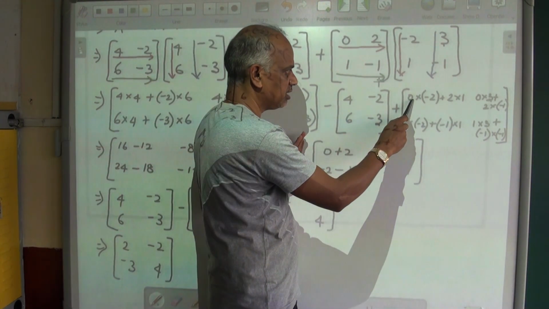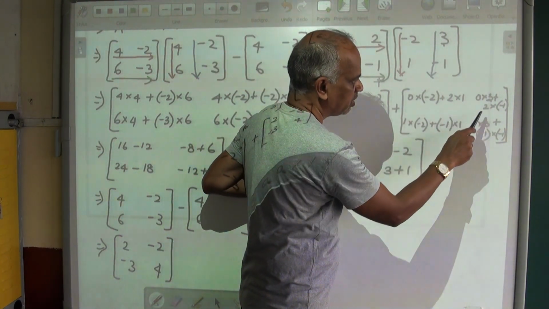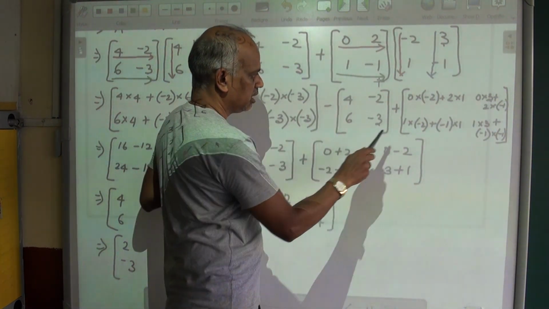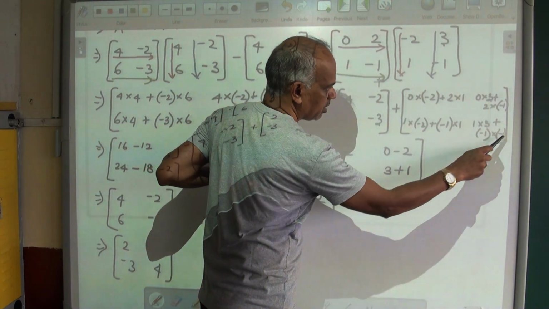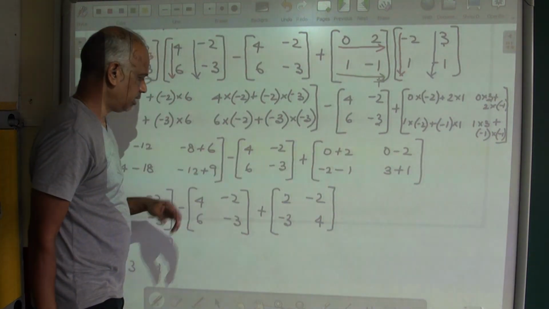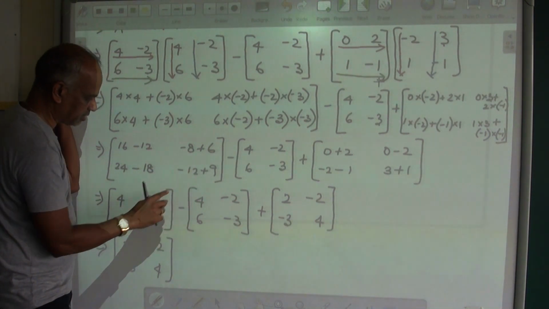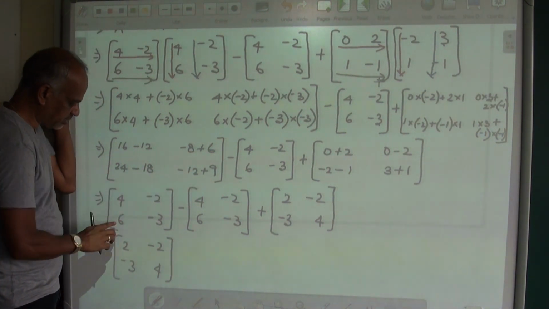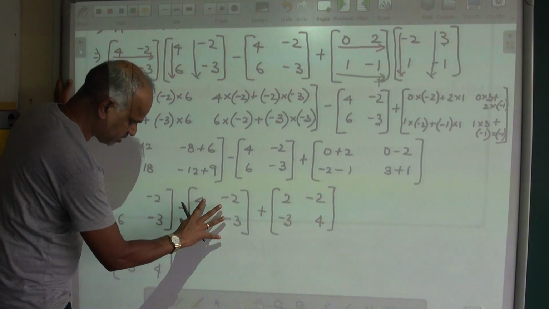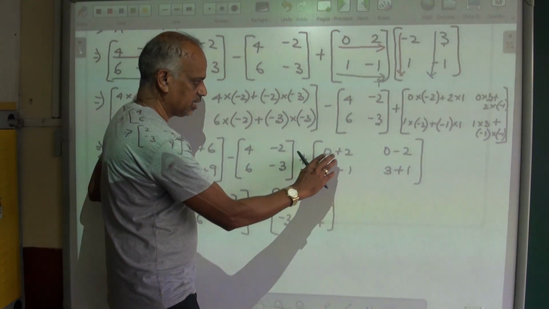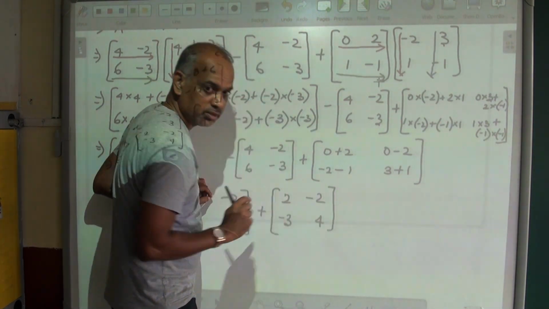Plus, simplify this. This is 0, plus this is 2. This is 0 and this is minus 2. This is minus 2, minus 1. And 3 and plus 1. Let's add them. 16 minus 12 is 4. Minus 8 plus 6 is minus 2. 24 minus 18 is 6. And minus 12 plus 9 is minus 3. This is still the same. Plus, this is 2. This is minus 2. This is minus 3. This is 4.